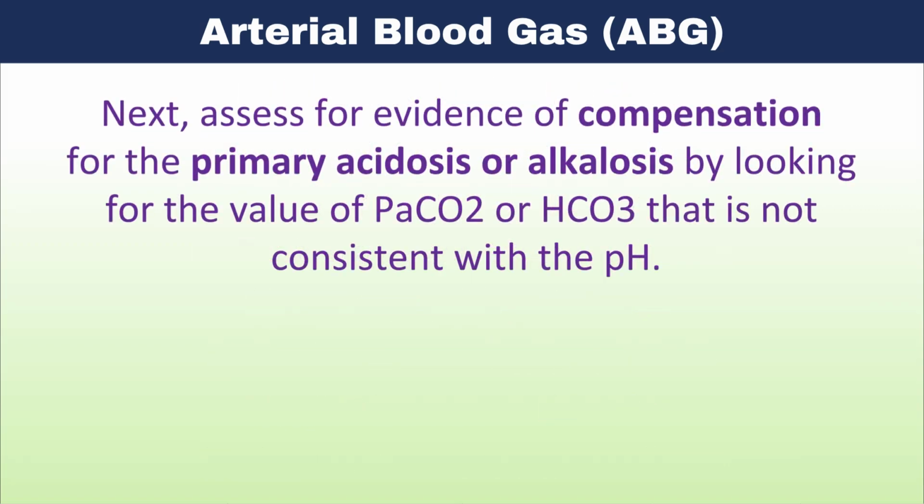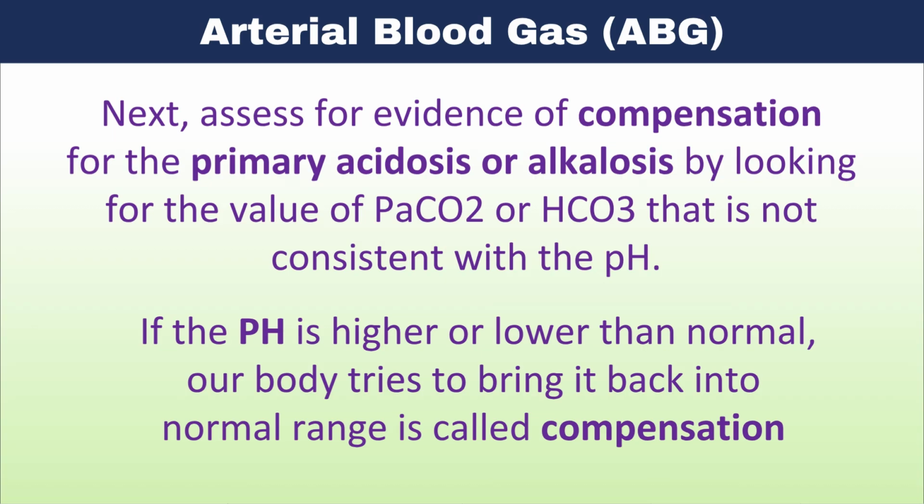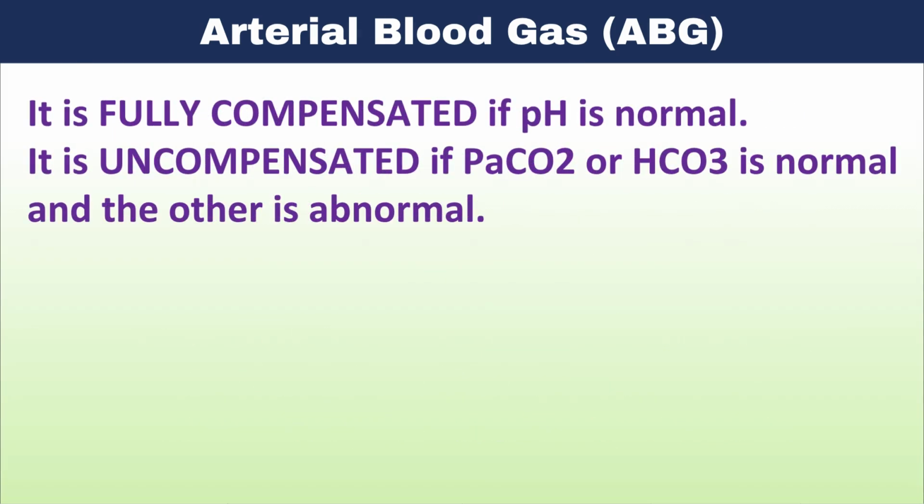Assess for evidence of compensation for the primary acidosis or alkalosis by looking for the value of PaCO₂ or HCO₃ that is not consistent with the pH. If the pH is higher or lower than normal, our body tries to bring it back into normal range, which is called compensation. If the pH is normal and HCO₃ or CO₂ is abnormal, it is compensated. If pH is abnormal with abnormal PaCO₂ and HCO₃, it is uncompensated.